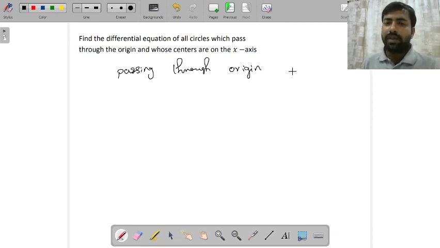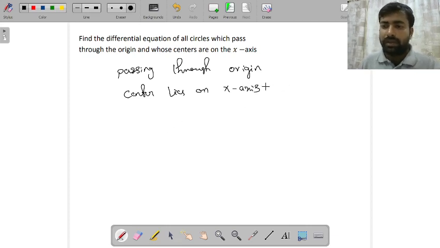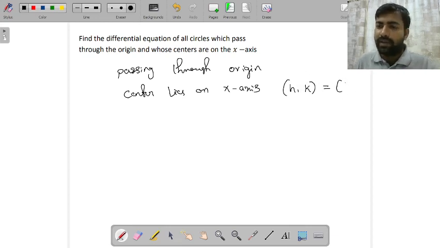Okay, it means when you substitute 0 comma 0 in the circle equation, you'll get an identity on both sides. That's what this says. And the center lies on the x-axis. It means when you assume h comma k is the center, so if you want this to lie on the x-axis, then definitely k must be 0. So the center must be equal to h comma 0.